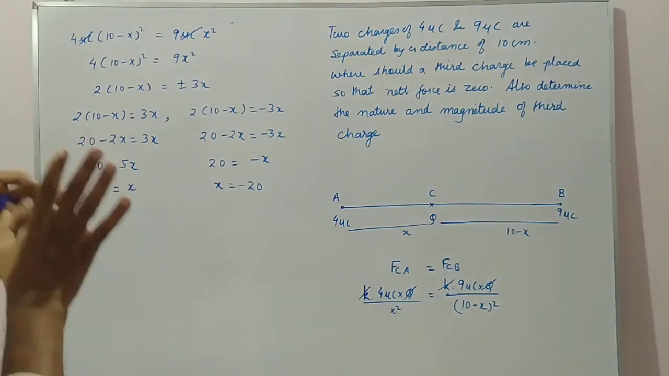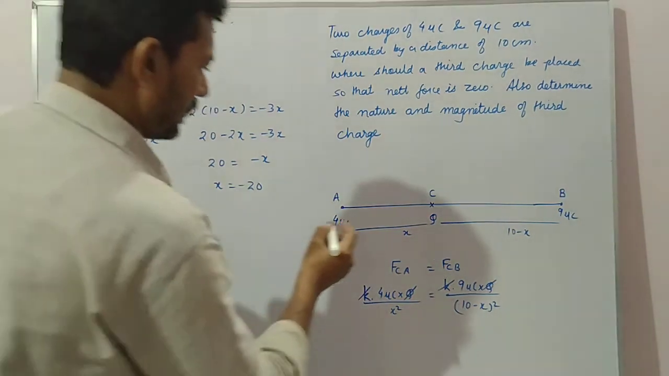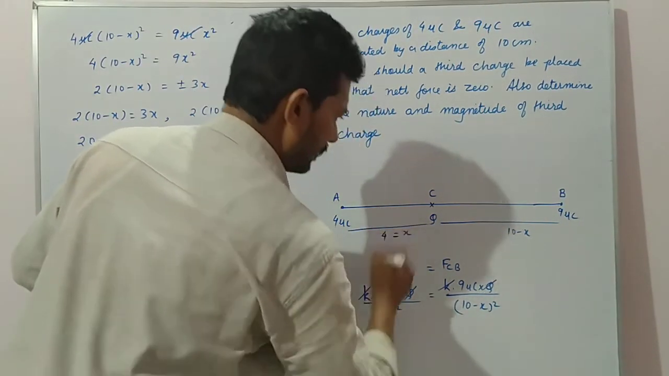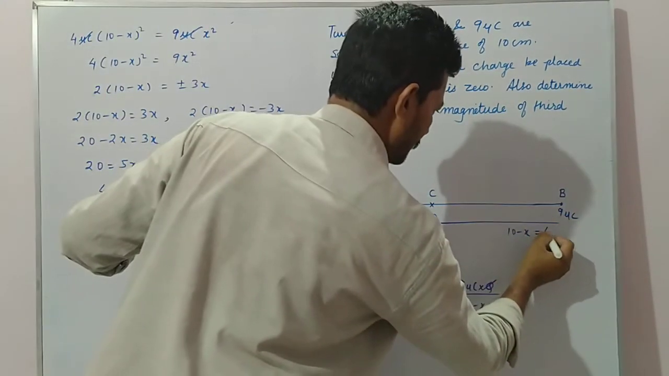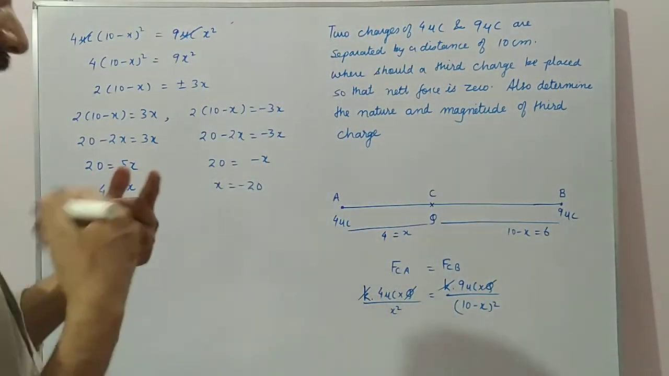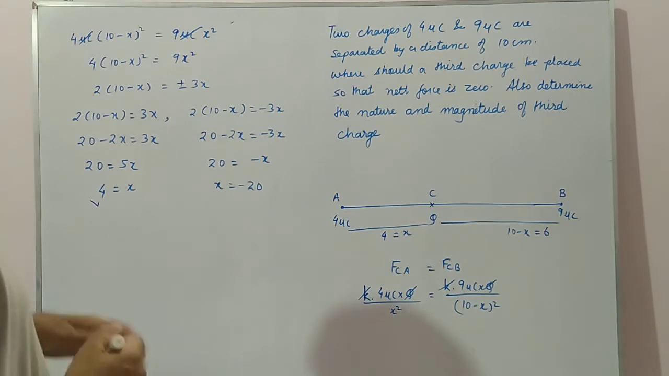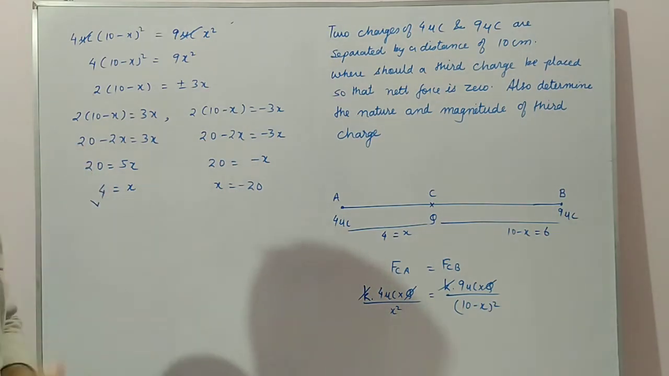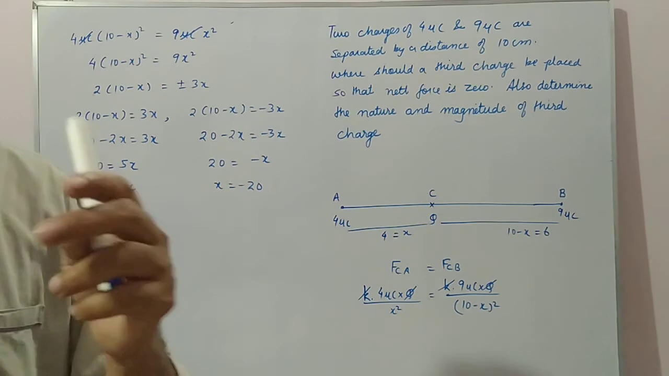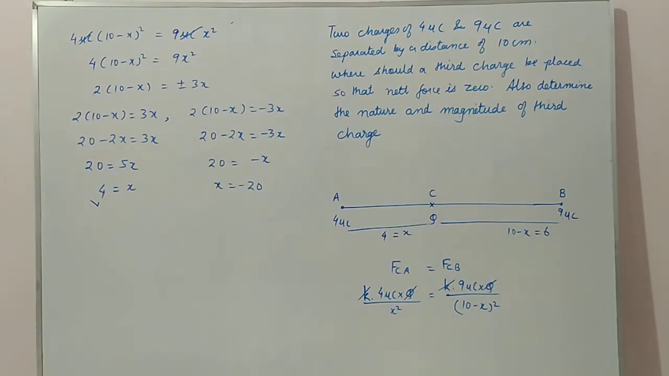Okay. First part is over. So you are getting x equal to 4. And this part, this is 10 minus x, 6. Now we will come to the second part. In the first part we determined the position. Now in the second part we will determine the nature and magnitude of the charge.